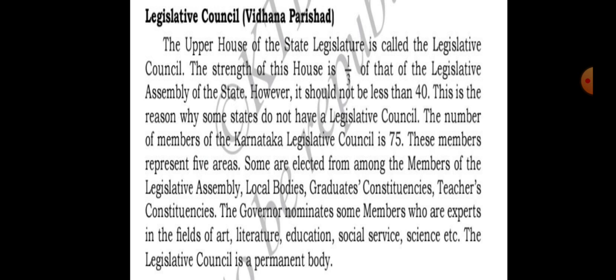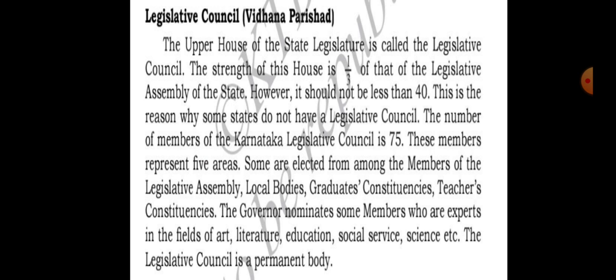The lower house of the Karnataka legislature has 225 members, whereas the upper house has 75 members, and these members represent 5 areas. They are elected from different areas like the legislative assembly, local bodies, graduates constituency, and teachers constituency. So recently you might have observed that there was an election for the teachers constituency. Whoever wins in that election will be representing the teachers constituency.